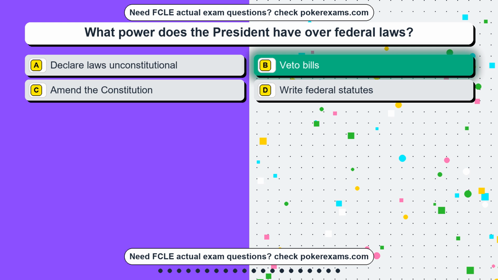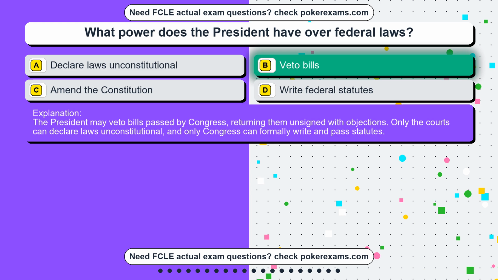The correct answer is option B. Veto bills. The president may veto bills passed by Congress, returning them unsigned with objections. Only the courts can declare laws unconstitutional, and only Congress can formally write and pass statutes.